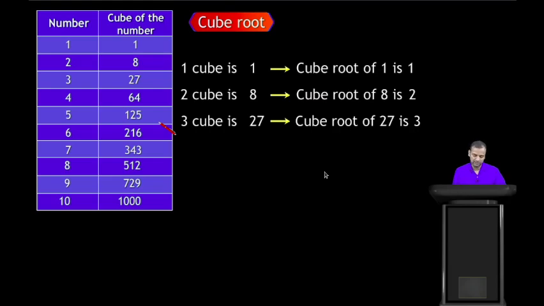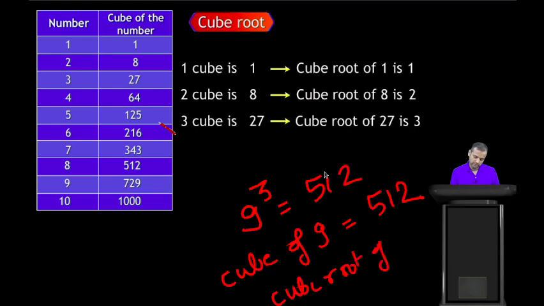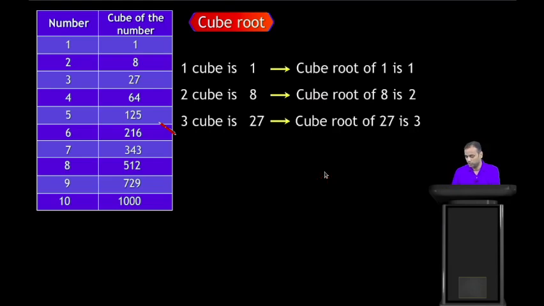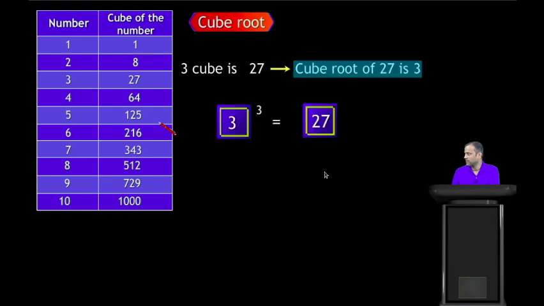If we write 9 cube equals 512, we can write this as the cube of 9 equals 512. And if we reverse the numbers, we can write this as the cube root of 512 is equal to, yes, 9. So this is the process, and this is what we call the cube root. Now 3 cube is 27, so the cube root of 27 is 3.